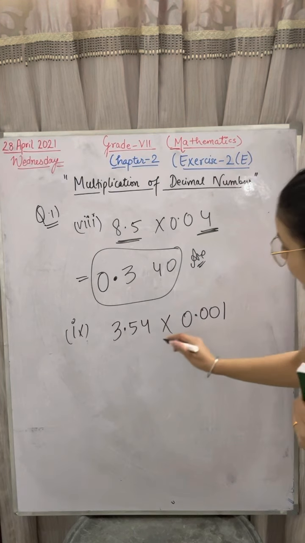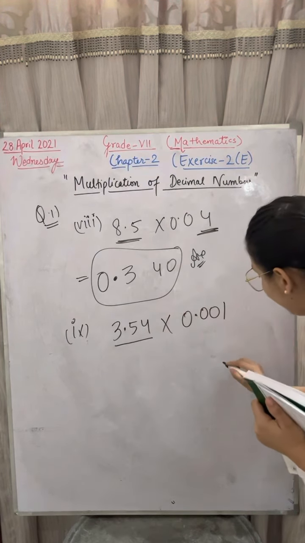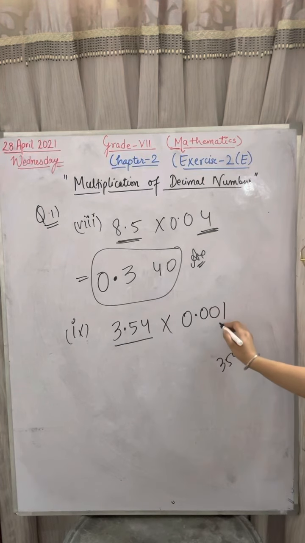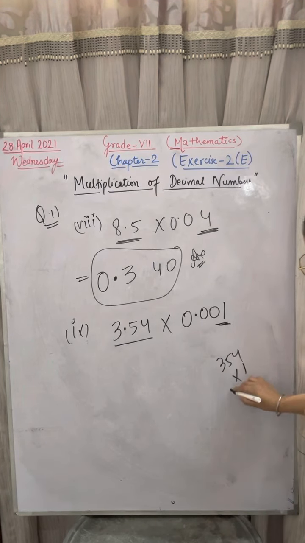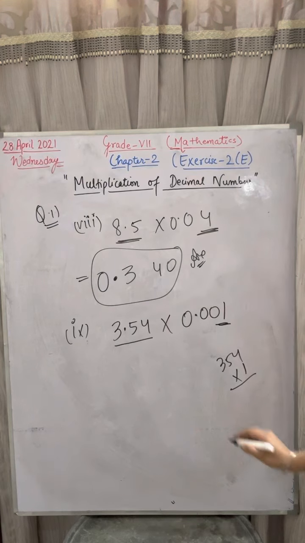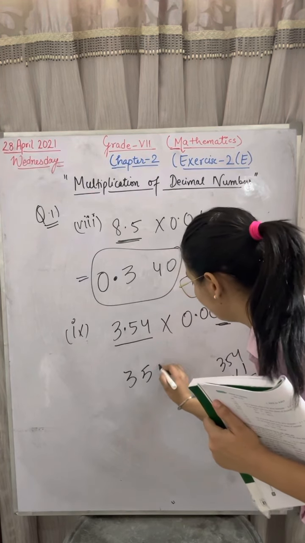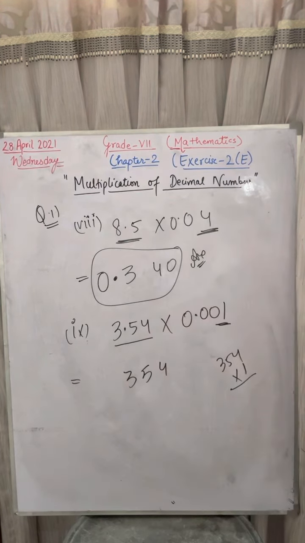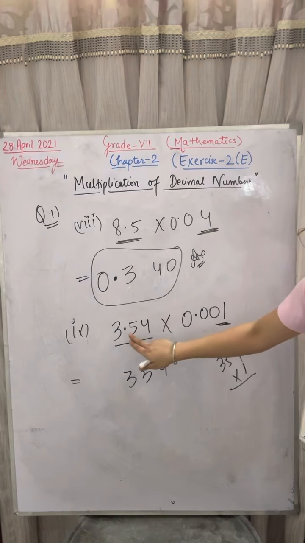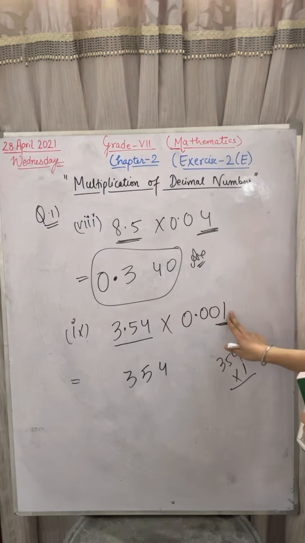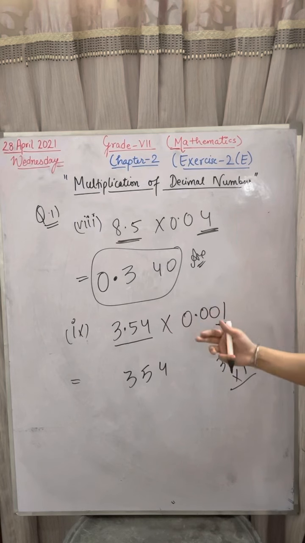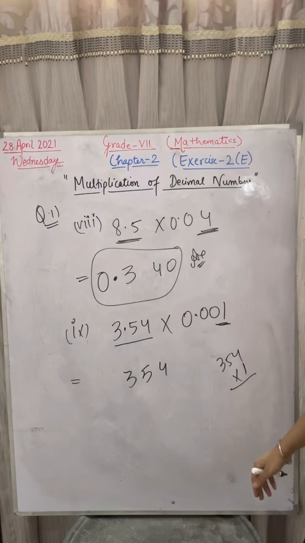Here you have which number? I have 354. Here I have which number? Only 1. So 354 multiplied by 1 will be 354. Now here the decimal is before 2 digits, here the decimal is before 3 digits. So how many digits are there in total?